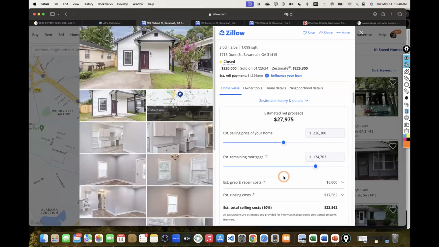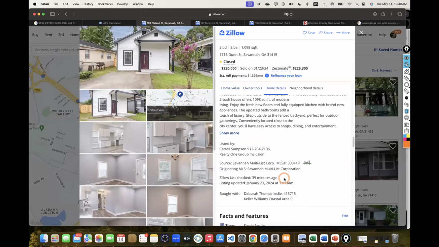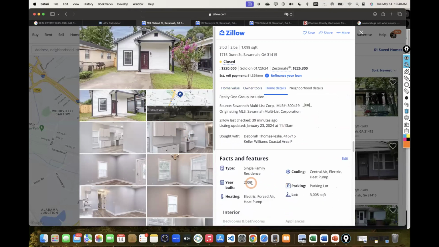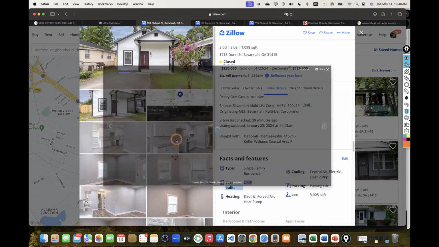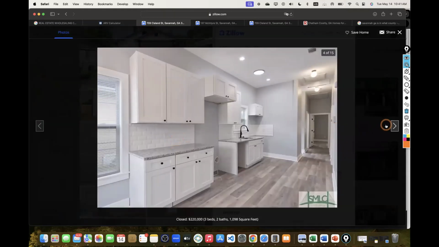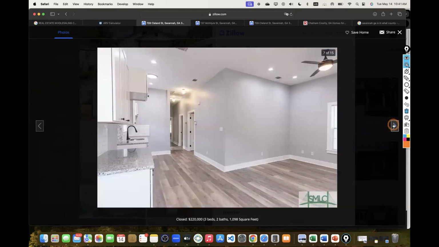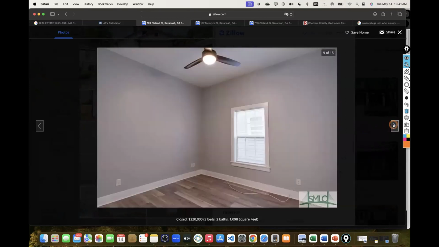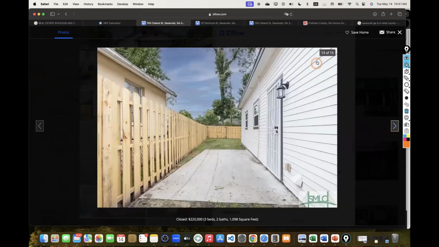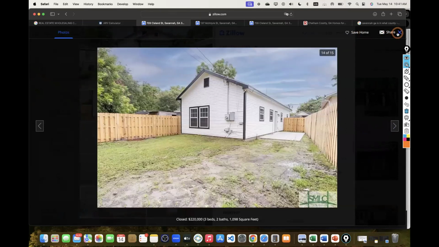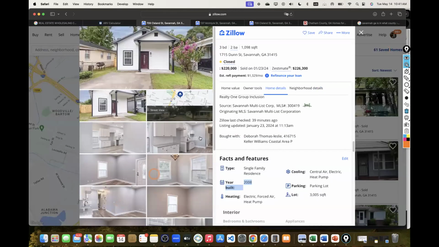This is the same thing, probably a 2020. This is probably a 2022 build. Oh, 2008. Okay. So this sold for 220 back in January. Great condition. Again, flooring, kitchen, lighting, fans, doors, windows, paint. So again, the entire 9 yards. Very minimal on the landscaping, and they put a brand new fence as well.